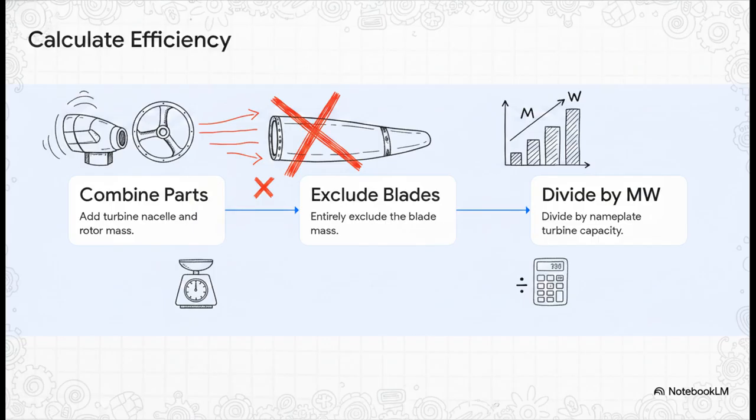Now, step 2 is incredibly important. Actually, it's a very common trap. You must entirely exclude the mass of the blades from this top head calculation. No blades. And finally, step 3. You divide that combined mass by the rated turbine capacity, which you might also hear called the nameplate capacity. That just represents the maximum generation output of the turbine.